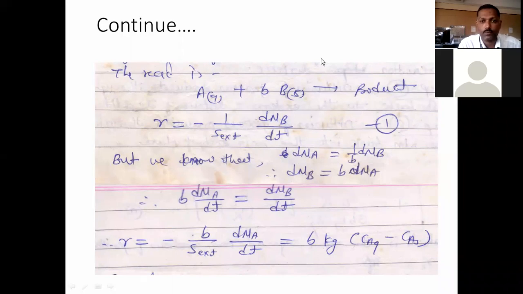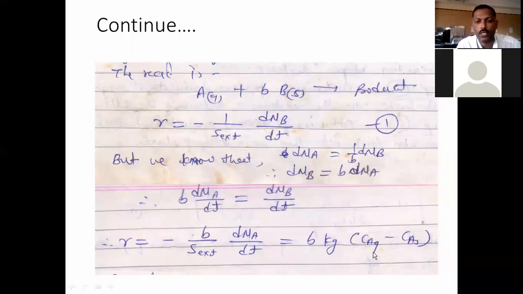So in this relation, dNA upon dt is equal to dNB upon dt divided by b through this equation. So R equals minus b upon S exterior into dNB upon dt; this dNB upon dt we write as b into dNA upon dt, which is equal to minus RA. And what is minus RA? Minus RA means A is diffused through the gas film, which is equal to b into this: minus b times 1 upon S exterior dNA upon dt means minus RA.